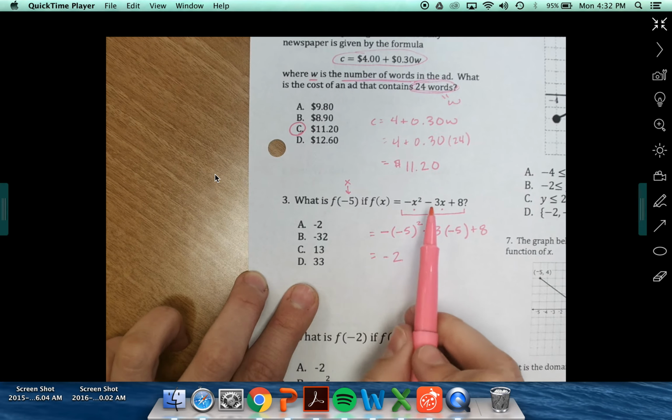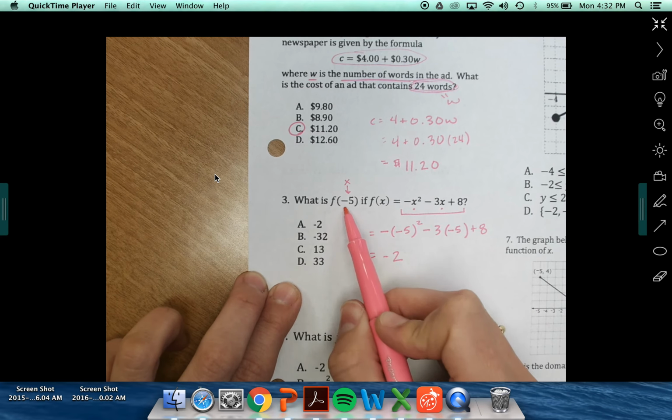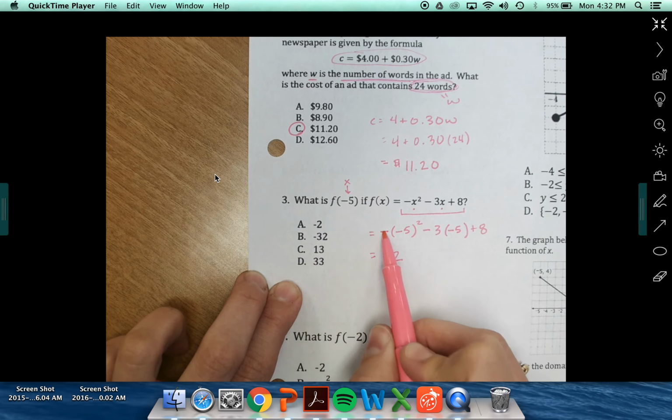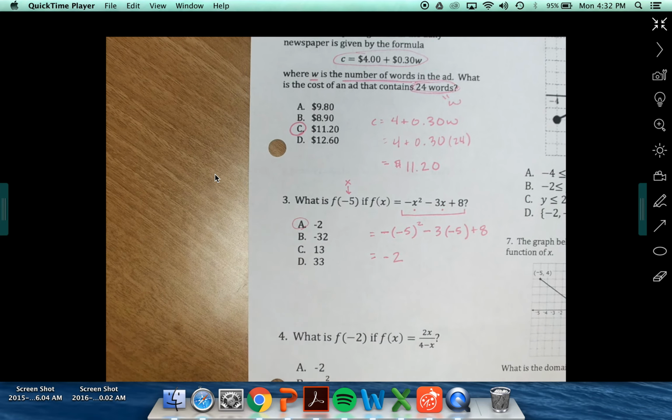Okay, so I think what most people probably forgot is this is negative x squared, and x is also negative. So you've got to have negative your negative 5. Okay, so number 3 is A.